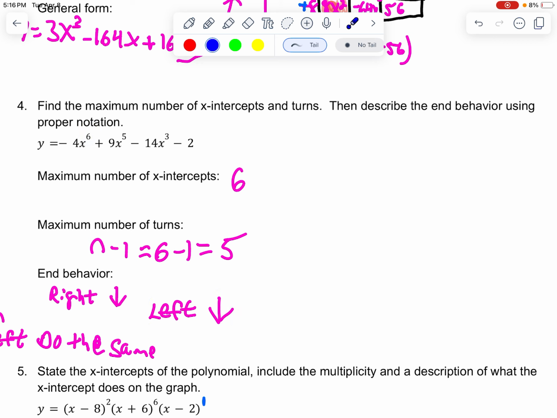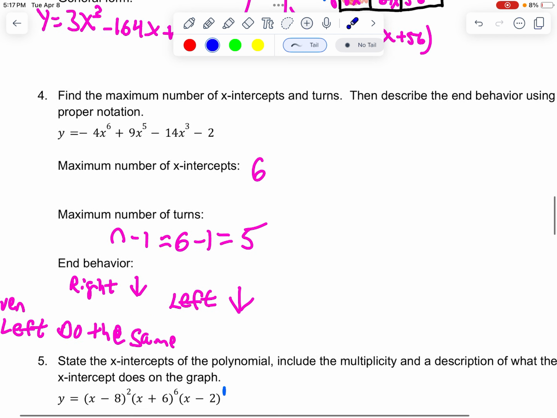Now, what would change if the lead term was positive and everything else was the same? Well, that would just imply that it would go up to the right and also up to the left because it's an even power. Now, if the power was odd, then it would be doing the opposite. So in this case, if this was -4x and that was like to the 7th, then it would go down to the right because of the negative coefficient, but then it would do the opposite to the left and it will go up. All right?